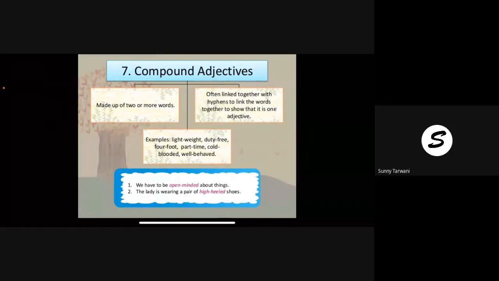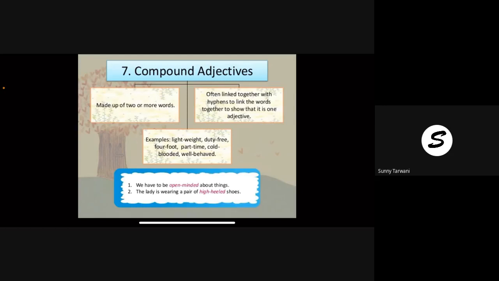So compound adjectives are not there in your textbook, but you can learn it. When two adjectives are used together, they are linked together. See, a hyphen is there in between. Lightweight, in between that, you can see, it is called a hyphen. Duty-free, four-foot, part-time, cold-blooded, well-behaved. So two adjectives are used everywhere with a hyphen, and it is used as a whole. Lightweight means which has very less weight.